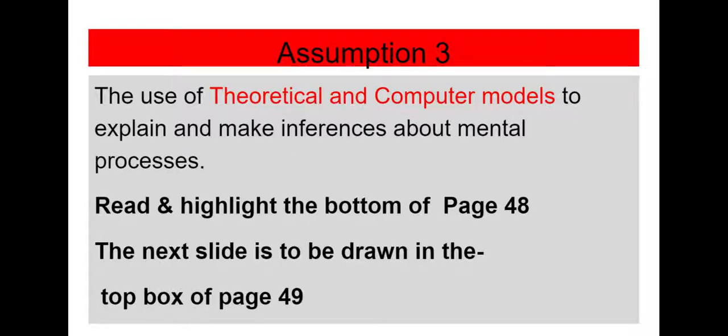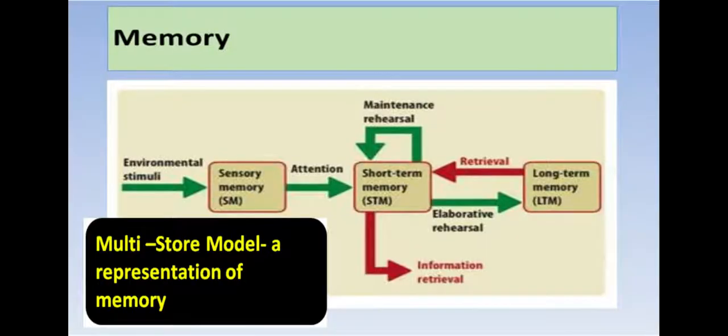And you'll need to draw the diagram, which comes up on the next slide, in that box. And here we go. There we are. Now, this is the multi-store model, and it is a theoretical representation of what your memory looks like. So you can see it's made up of boxes and arrows, and it suggests that information flows in a direction. So from the environment, it enters sensory memory, and you pay attention to what's coming in. So it will then enter your short-term memory.